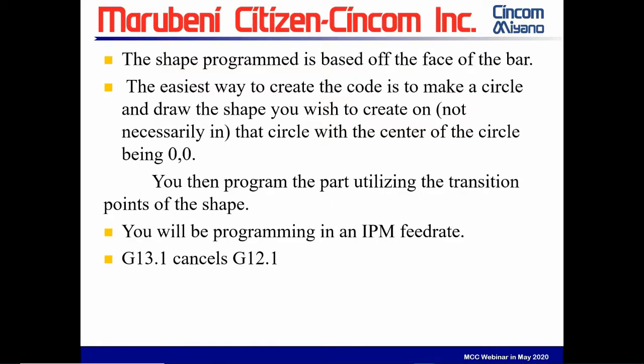The shape program is based off the face of the bar. The easiest way to create the code is to create a circle, draw the shape you wish to create, not necessarily in the circle, but with that circle in mind, and center of the circle being 0, 0. And from that 0, you go to the points where it changes directions. You program the part utilizing transition points of the shape.